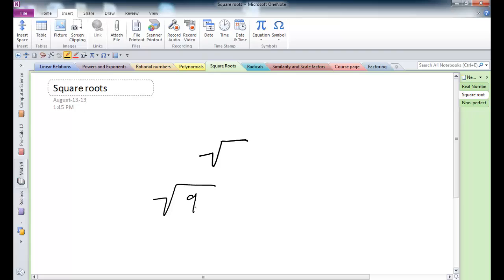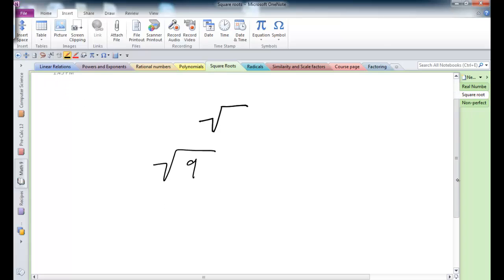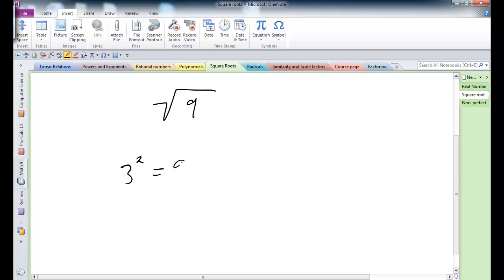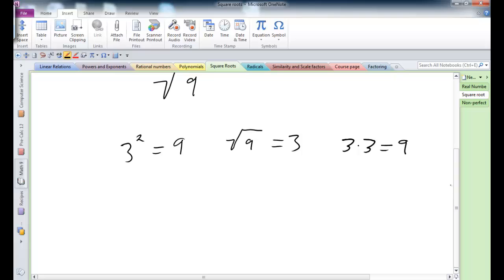Now if you never heard of taking the square root of a number, it's the opposite operation to squaring a number. So if we have 3 squared equals 9, then the square root of 9 would equal 3, because 3 times 3 equals 9. So to find the square root of a number, you find a smaller number which, when squared, equals the original number.